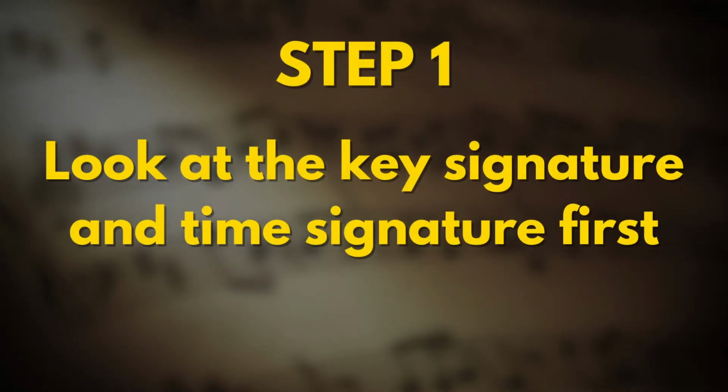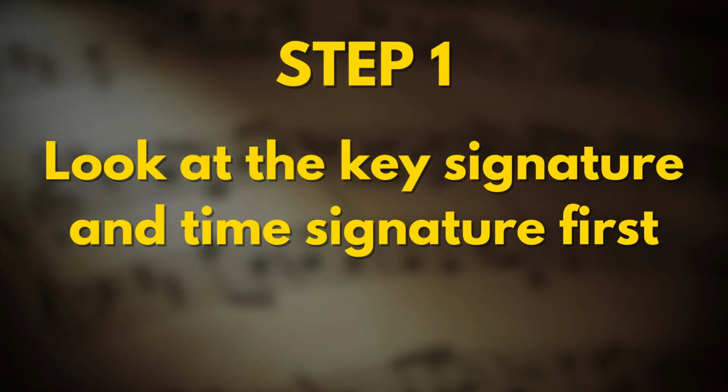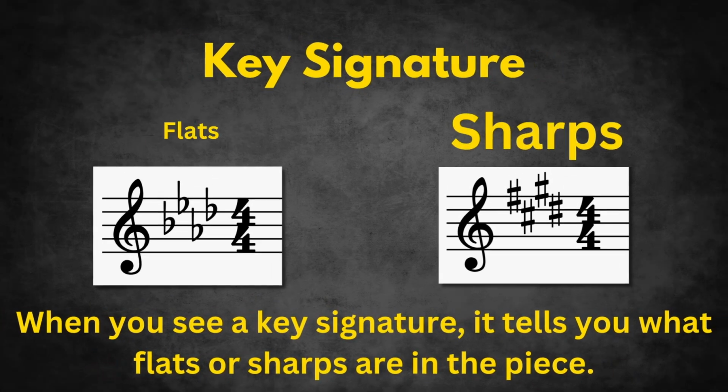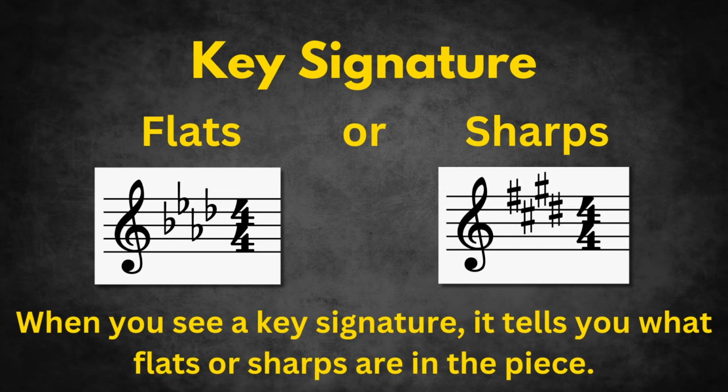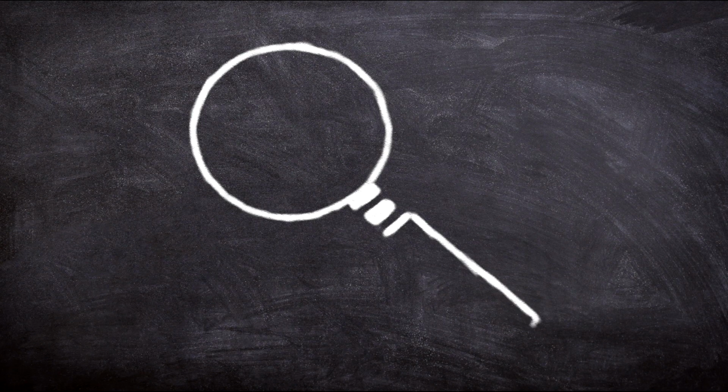Now let's get started. Step 1. Look at the key signature and time signature first. These two elements will give you a general idea of what's happening in the music. Let's look at the key signature first. When you see a key signature, it tells you what flats or sharps are in the piece, but it also gives you a clue about the key you'll be playing in.